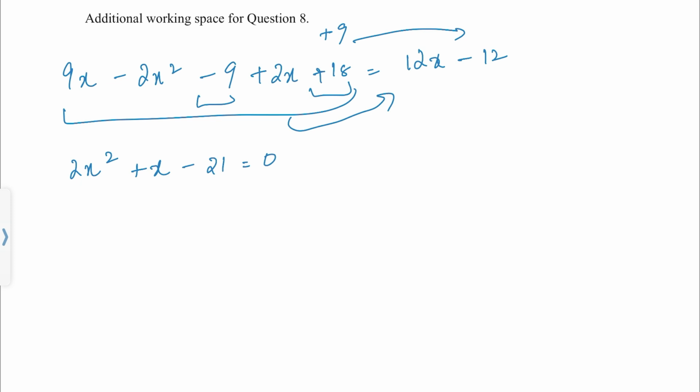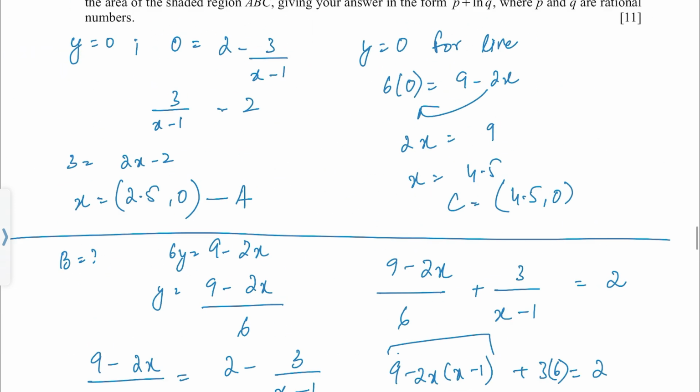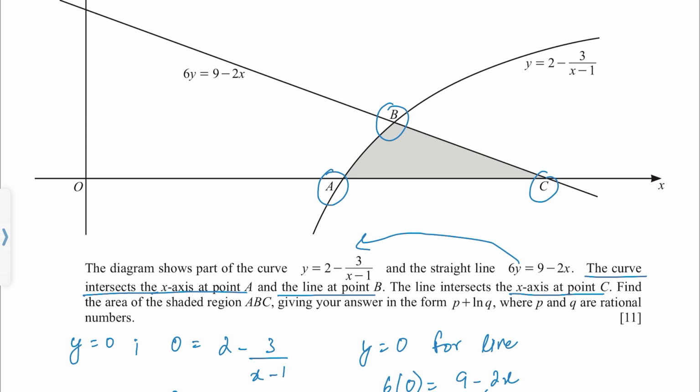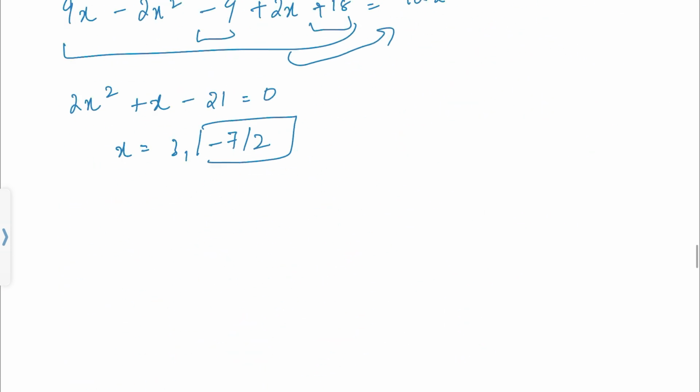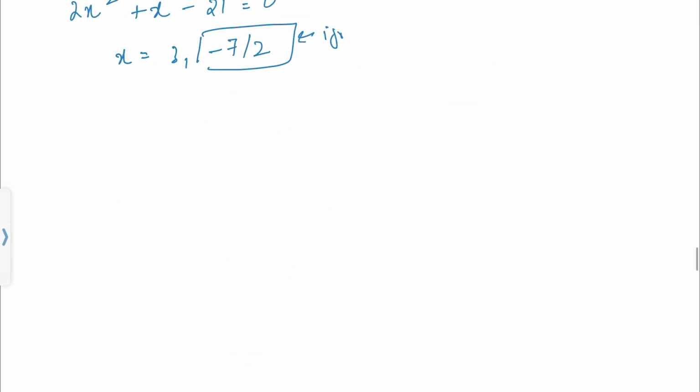We'll be getting the value of x as, let's solve this by calculator, as 3 and minus 7 upon 2. X is equal to 3 and minus 7 upon 2. We'll be ignoring this. Why? Because this x is in the negative direction. So this will be ignored.